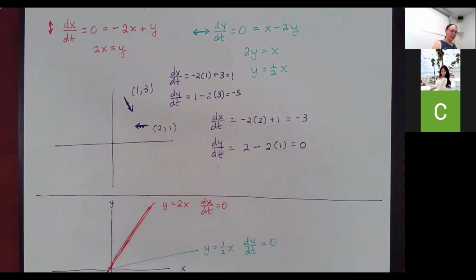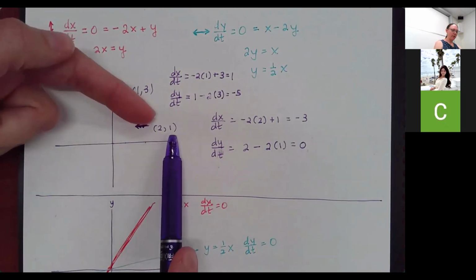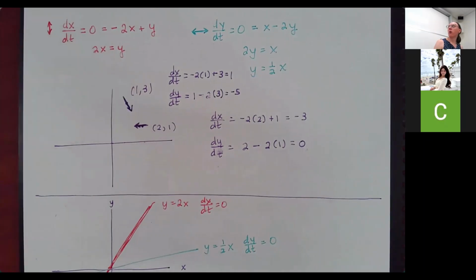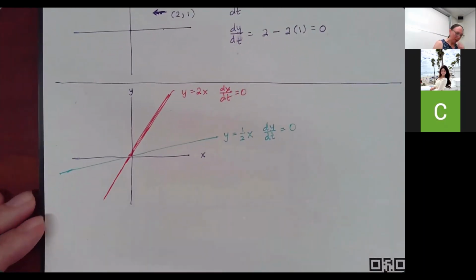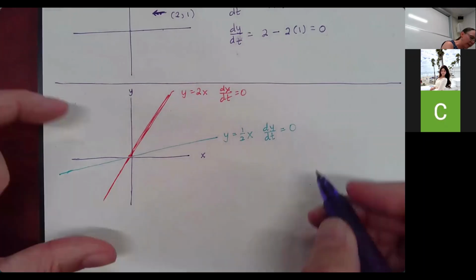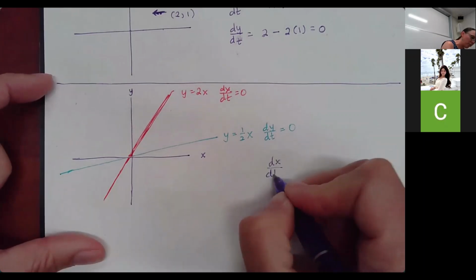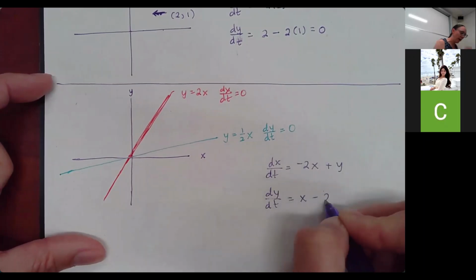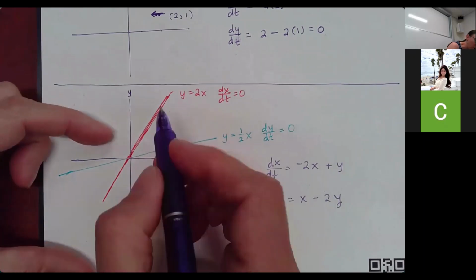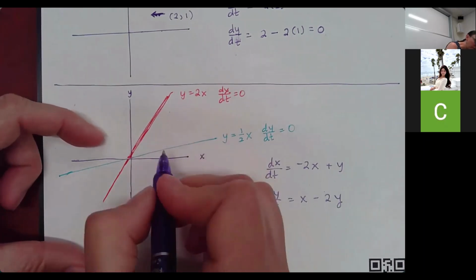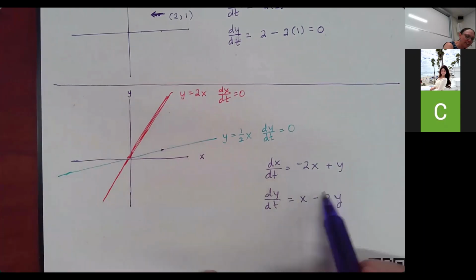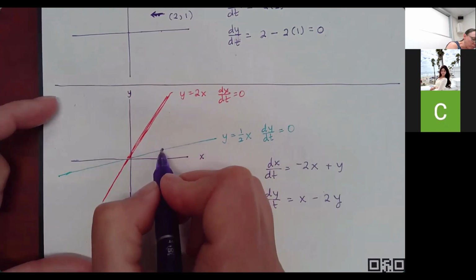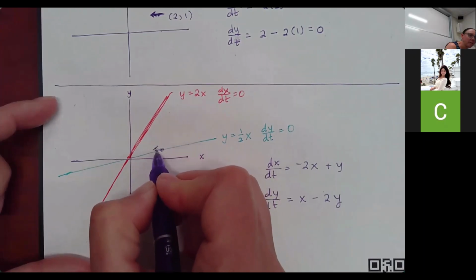So we happen to have already chosen a point (2, 1) that lives on this nullcline right here. So I'm going to borrow that (2, 1) point. And just because it went off the screen, I'm going to replicate my differential equations down here. dy/dt equals x minus 2y. So along this nullcline, when we were standing at the point (2, 1), we plugged everything in, and at (2, 1), we found that our vector pointed directly to the right.